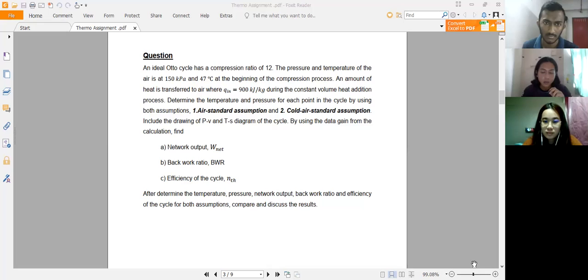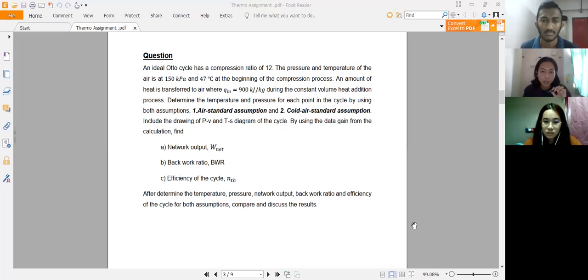This is our problem statement questions. An ideal Otto cycle has a compression ratio of 12. The pressure and temperature of the air is at 150 kilopascal and 47 degrees Celsius at the beginning of the compression process. An amount of heat is transferred to air where Qin is equal to 900 kilojoule per kg during the constant volume heat addition process.